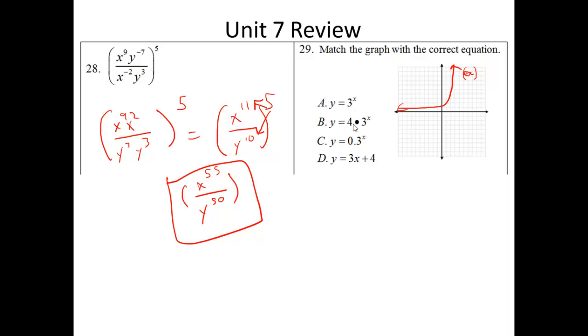For B, I have this 4 here, so that means that I start off at 4. So 1, 2, 3, 4, but I still increase at the same rate. So this is B.